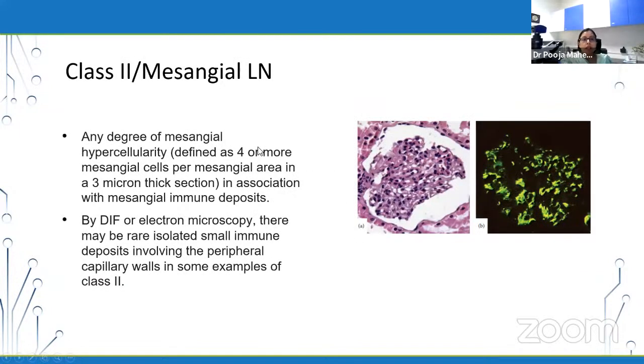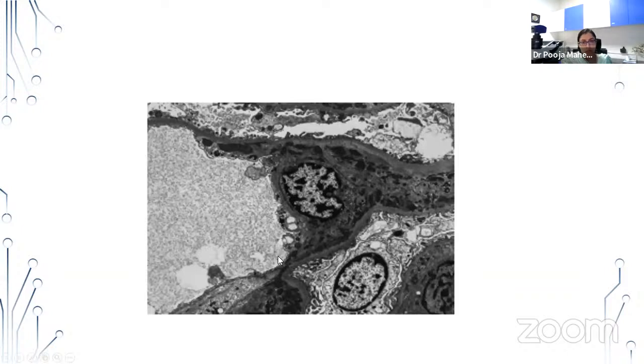Class 2, any degree of mesangial hypercellularity, as I told you, is defined as 4 or more mesangial cells per mesangial area in 3 micron thick sections in association with mesangial immune deposits. So on DIF, you will see mesangial immunostaining, particularly IgG and C1q, and light chains should be there. And by IF or electron microscopy, there may be rare, isolated, small immune deposits involving the peripheral capillary wall in some examples.